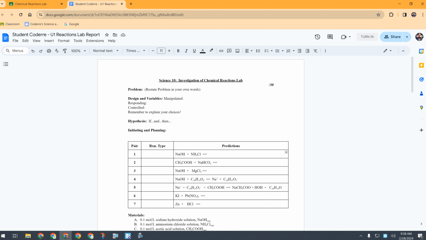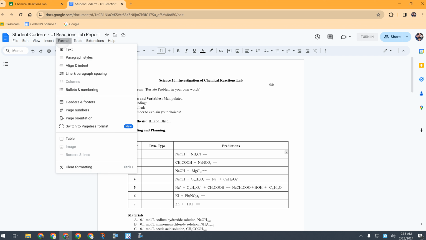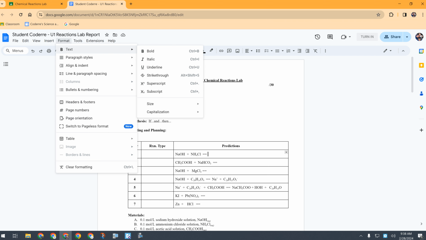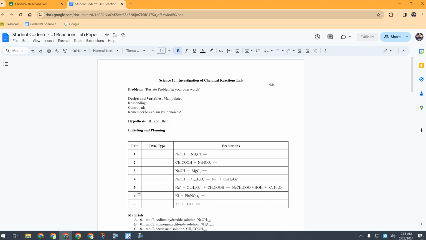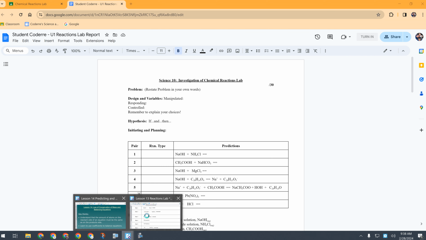The other way is to go up into format and text, I think. Yeah, and then you can put in superscript or subscript there, but it's kind of a pain in the neck. Just use control comma. All right. So let's have a look at these predictions here.